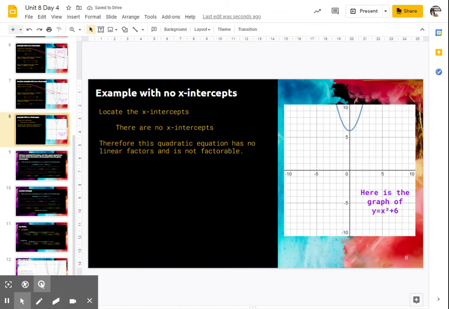All right, well, here's an example with no x-intercepts. There are no x-intercepts. We can't locate them. So this quadratic equation has no linear factors, and it's not factorable. In order for it to be factorable, in order for it to have linear factors, it must cross the x-axis, or it must sit on the x-axis. It has to have an x-intercept. Okay. All right, we move on to the next one.